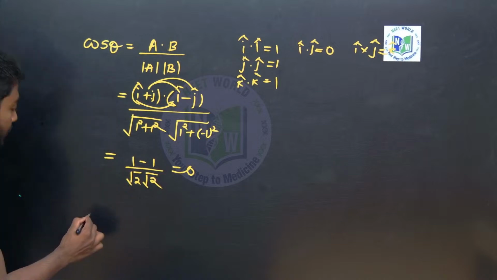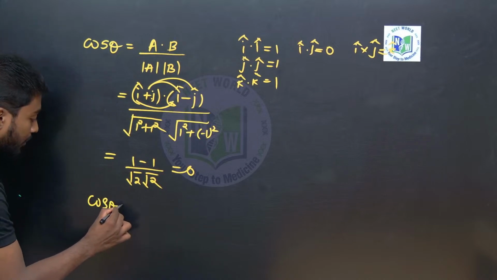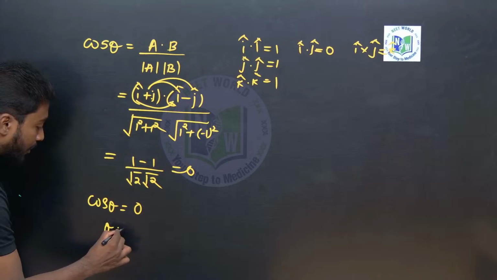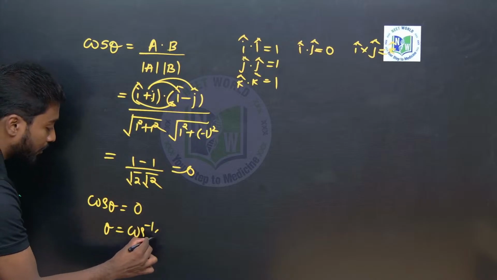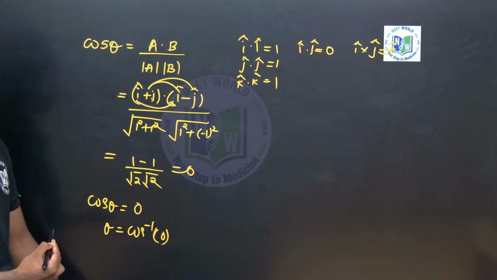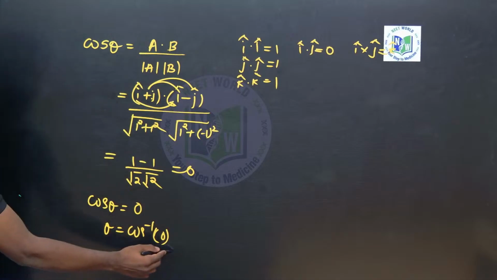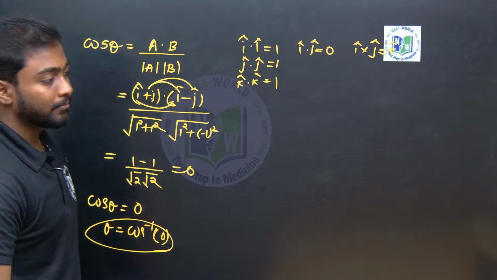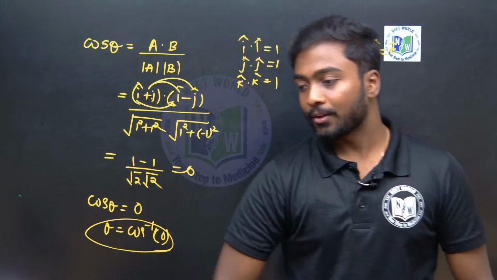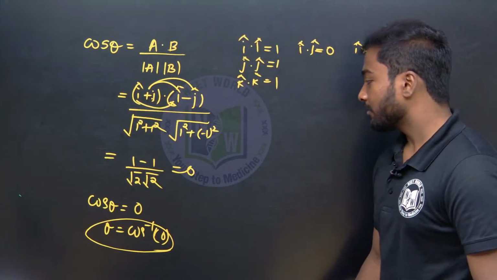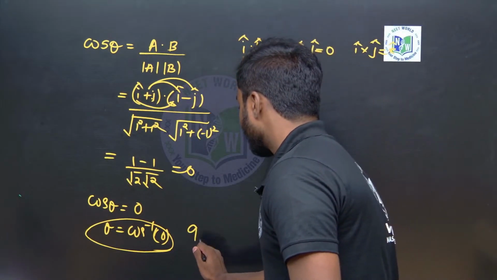So 0 by something is again 0. So cos theta equals 0, where theta equals cos inverse of 0, right? So what is the angle? Final answer: cos inverse 0 is 90 degree.